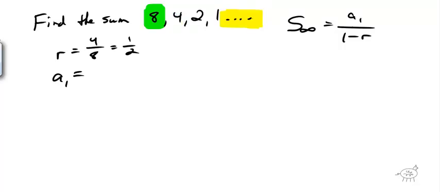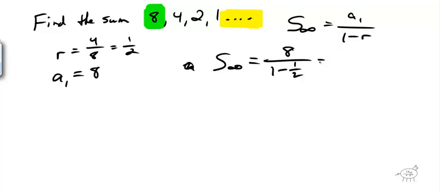All right, so now let's just plug it into the formula here. So a sub 1 is 8. So S sub infinity is going to be a sub 1, which is 8, over 1 minus 1/2. Super easy. You can put that in your calculator if you want. 1 minus 1/2 is 1/2. 8 divided by 1/2 comes out to be 16. So that's your answer for that problem. That's the sum of all those terms.